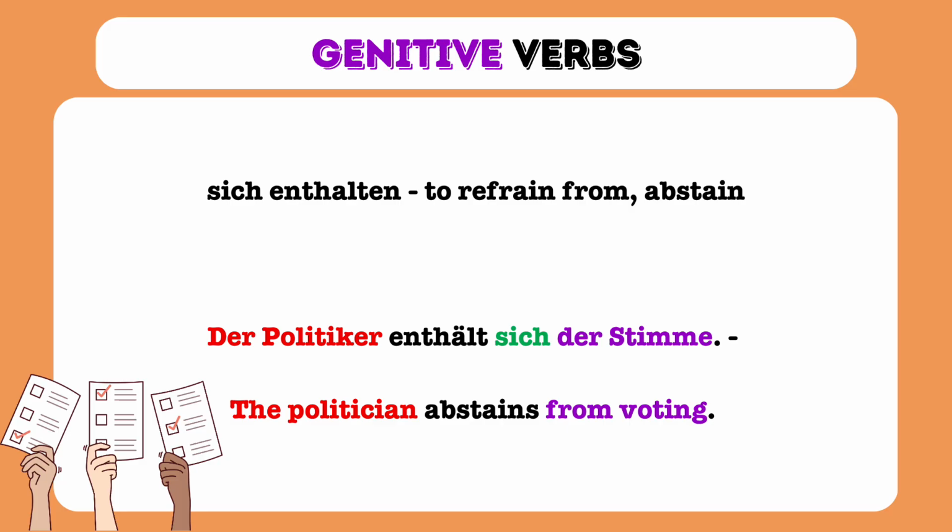Here's an example of sich enthalten, to refrain from or abstain. Der Politiker enthält sich der Stimme. The politician abstains from voting. Der Stimme is the object of this genitive verb, sich enthalten. So of course that is der Stimme instead of die Stimme, which would normally be for the nominative or accusative.